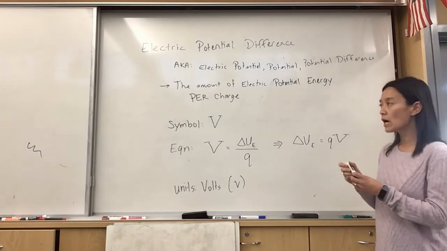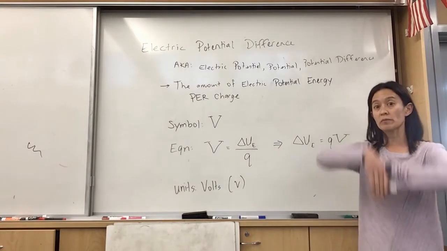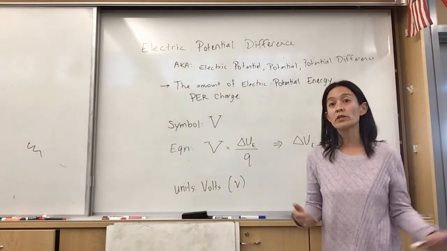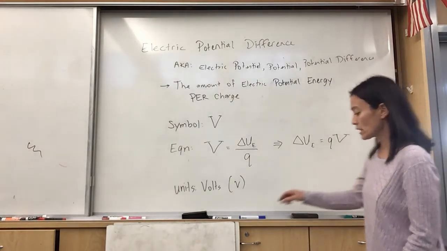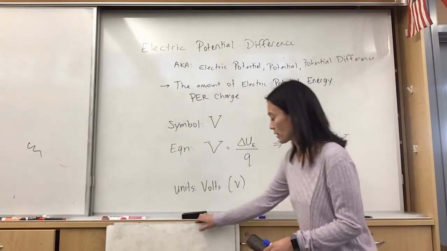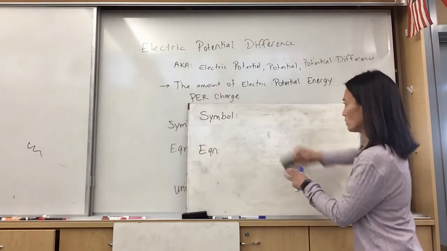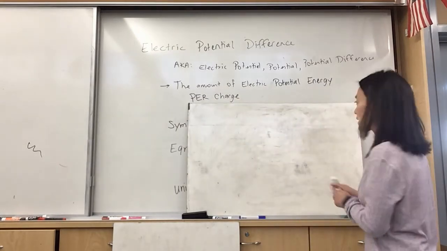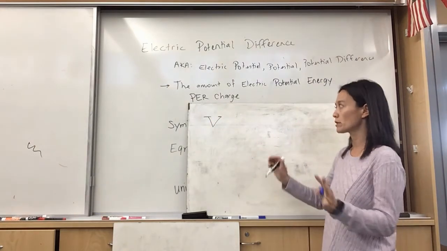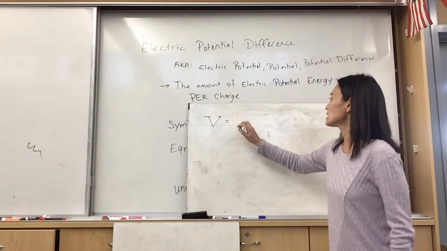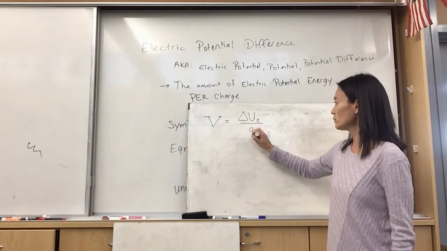So the amount of electric potential per charge depends on the amount of electric potential energy in my system, and it also depends on how many charges are in my system. And we can quantify this even more. If my equation for electric potential, or my equation for voltage (again, same name, there's a lot of AKAs), is my amount of potential energy per Q.